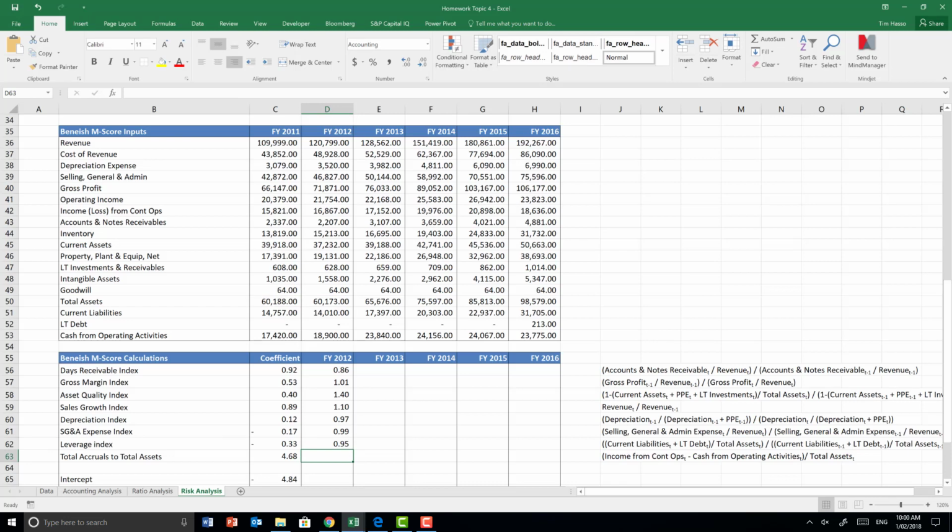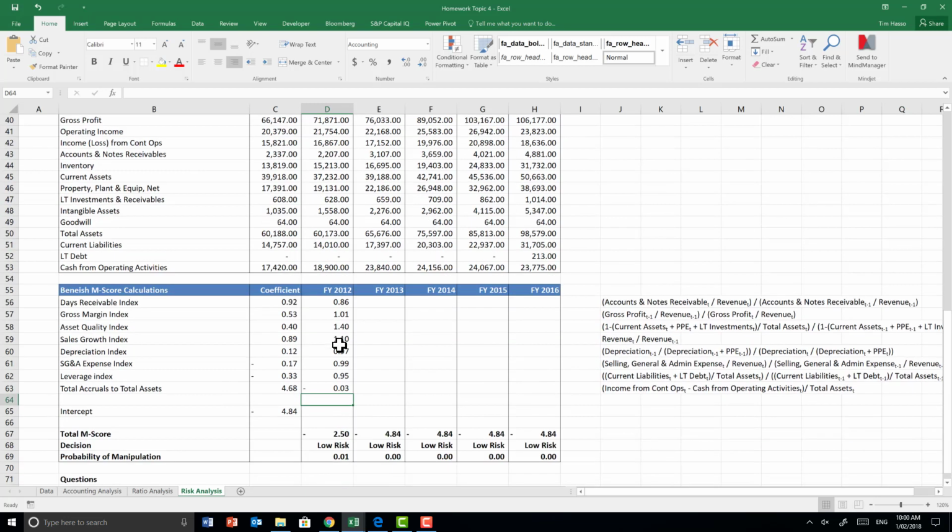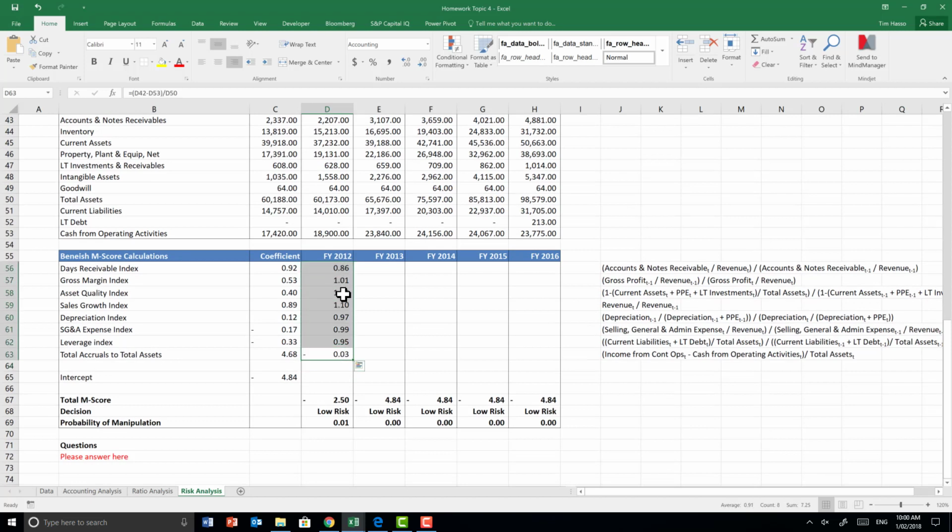Then for the total accruals to total assets, again, it's essentially the income from continuing operations minus the cash from operating activities divided by total assets. So again, equal to, open up bracket, income from continuing operations. So that's in cell, let's see, D42. We then want to subtract the cash from operating activities, which is in cell D53, and then close the bracket, divided by total assets this year, and it should be negative 0.03. So that is essentially all the calculations.